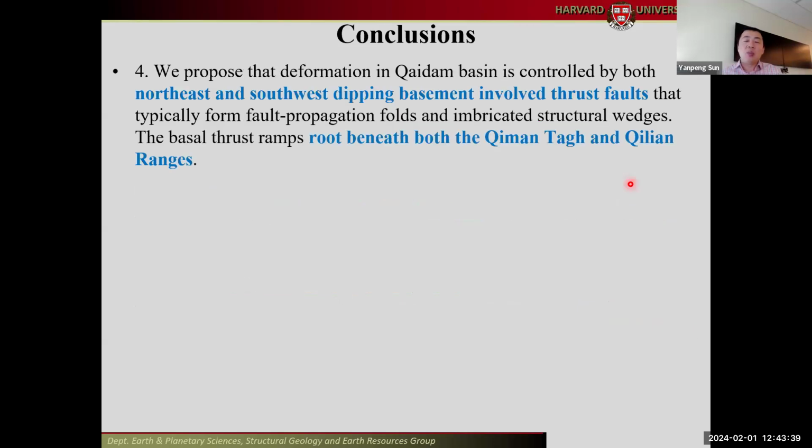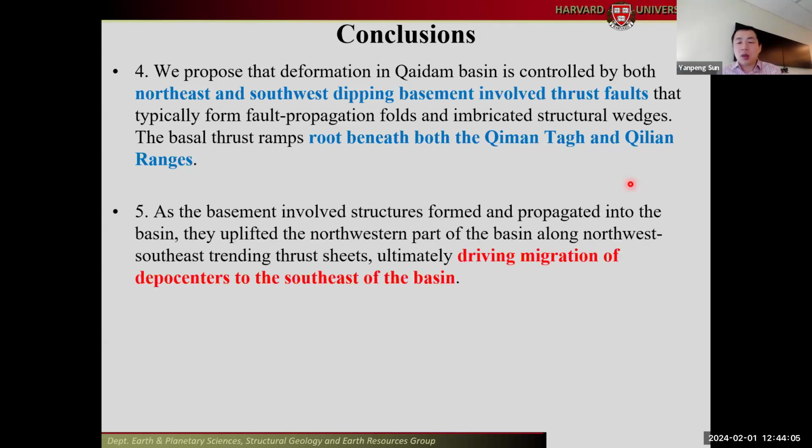And then, we are able to apply this structure observation into more regional interpretation, and try to constrain the basin architecture, that eventually the basin is controlled by those faults that are basement rooted and deepening faults both southwest and northeast near the basin margin. And eventually these faults root beneath those major mountain ranges on the margin of the basin.